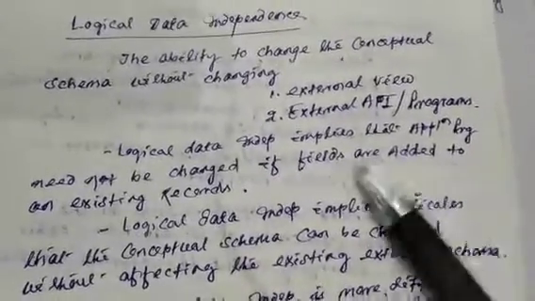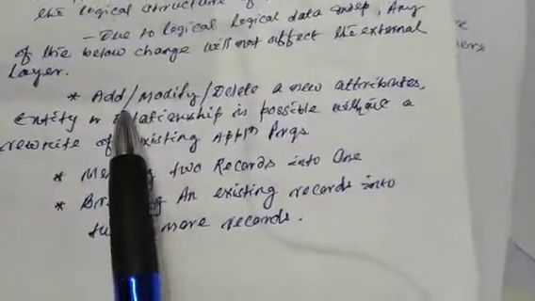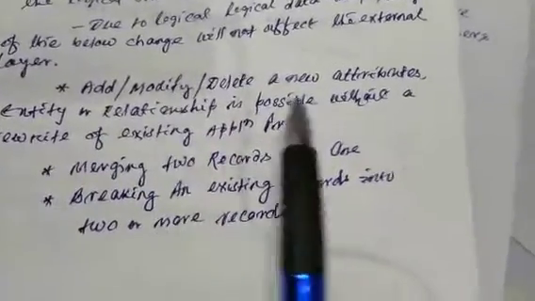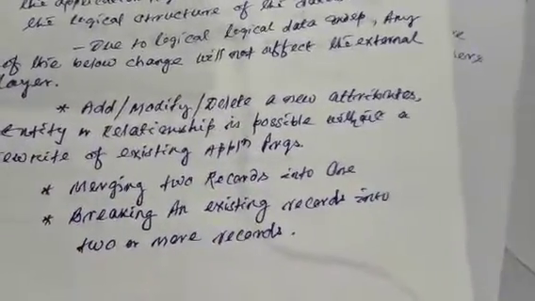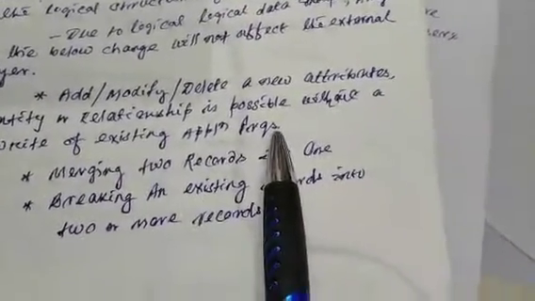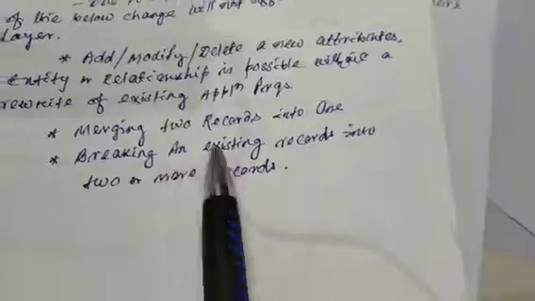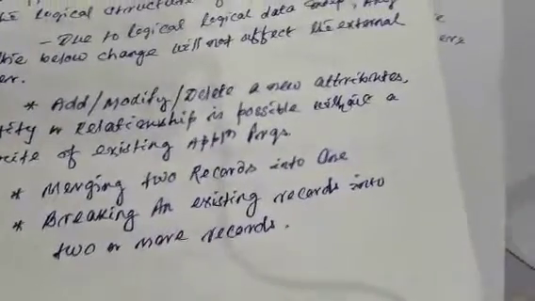Due to this logical data independence, we can modify, add, or delete a new attribute, new entity, or relations, if possible, without rewriting the existing application program. That means we can merge two records into one, or one record can be split or broken. These operations can be easily handled by logical data independence.